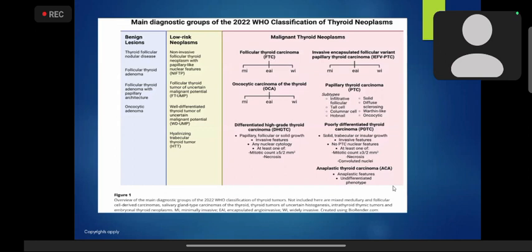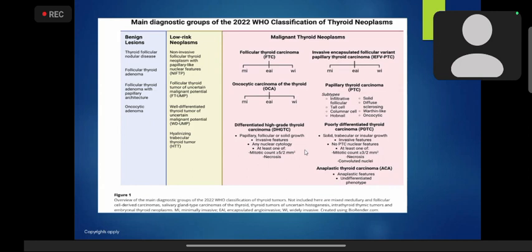So this is the WHO 2022 classification of thyroid neoplasms, in which we can see malignant thyroid neoplasms of follicular cells, and oncocytic. Hürthle cell is replaced by oncocytic, PTC. Poorly differentiated thyroid cancer is a different entity, and one new entity has been integrated: differentiated high-grade thyroid cancer. This is the most important pathological entity which we have to distinguish on histopathology, because there are very few distinguishing features between them.